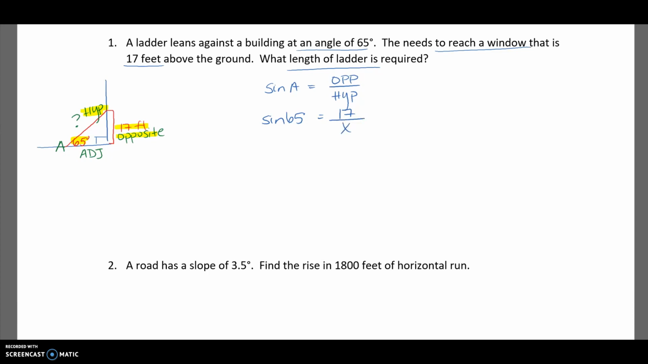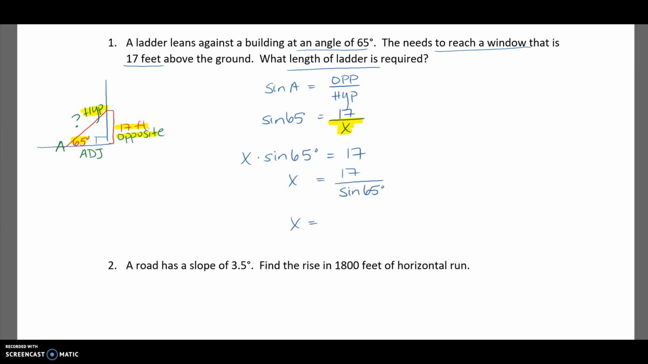The next step is to get x by itself. You may be quite comfortable with this rearrangement by now. I'll continue to do it in steps. To move the x out of the denominator, or get rid of the fraction, it becomes a multiplication on the other side. x times the sine of 65 degrees is equal to 17 feet. To get x by itself now, I divide each side by the sine of 65 degrees, so x equals 17 divided by the sine of 65 degrees.